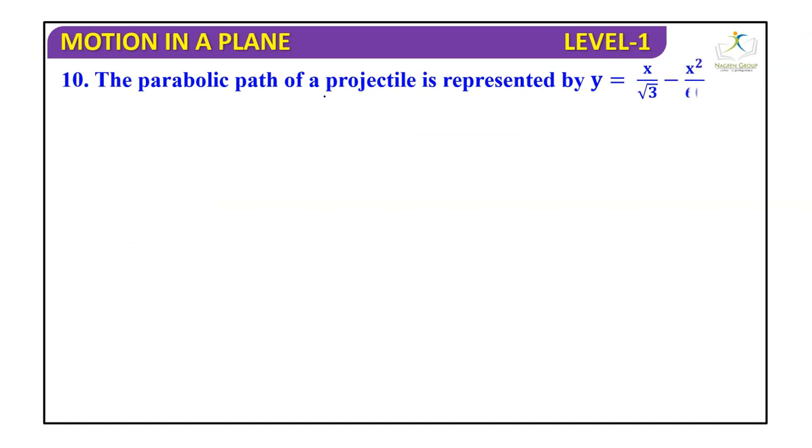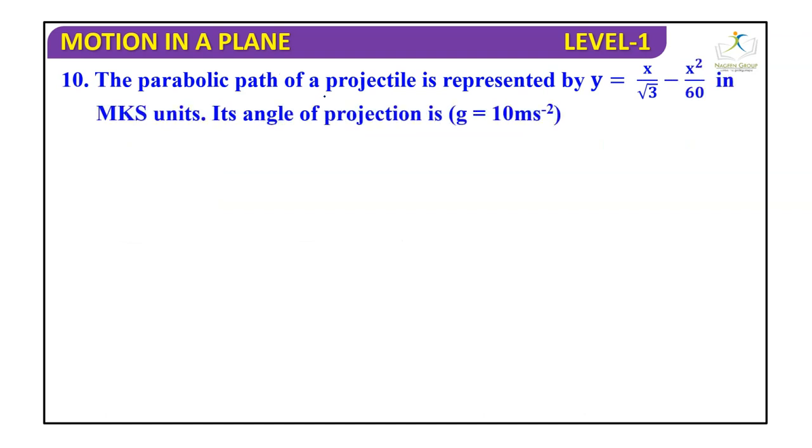Next question. The parabolic path of the projectile is represented by y equals x by root 3 minus x square by 60, in MKS units. Its angle of projection is, with g equal to 10 meter per second square. The options given are 30 degree, 45 degree, 60 degree or 90 degree. Now we move to the solution part.